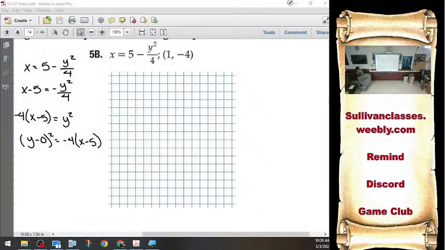Y is equal to 1/2 x, and we need to find our y-intercept.